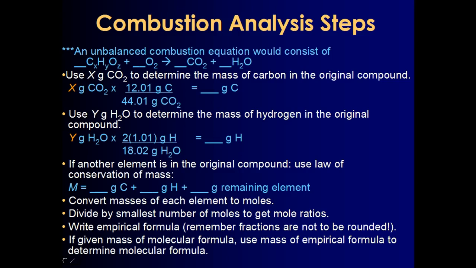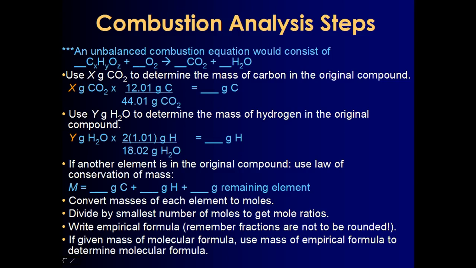If there is another element present, such as oxygen or something else, we would have to know what the mass was of the original organic compound that we combusted. If we know that and we know the grams of carbon and hydrogen, we should be able to find the grams of the remaining element. And you'll see an example of that in the problems I'm going to work.